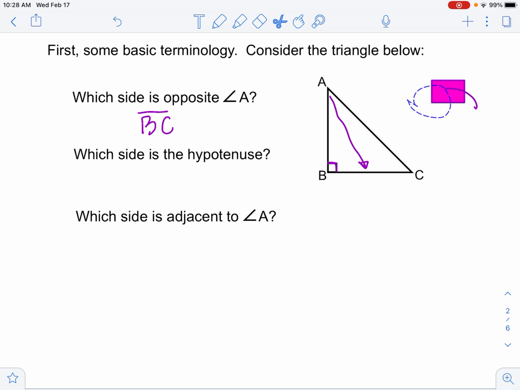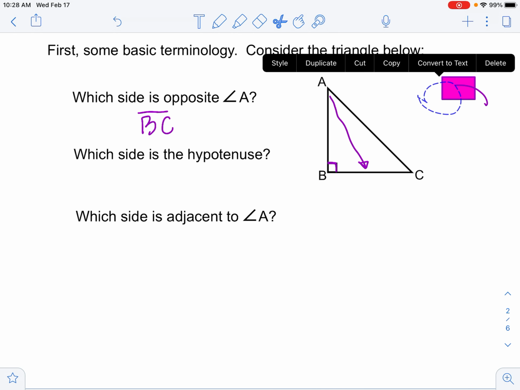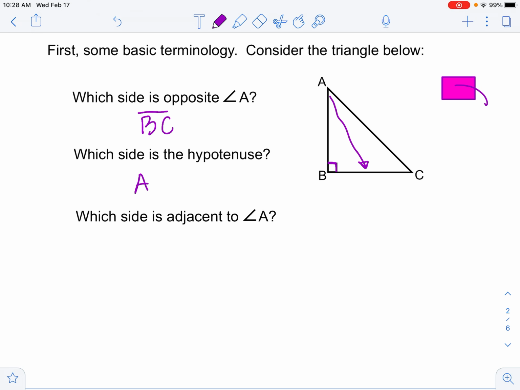What is the hypotenuse? The hypotenuse is always opposite of the right angle. So here's your right angle. If you need to cover it up to see what I'm saying, the hypotenuse is AC because you don't use B. But you can just look at it as the longest side, AC.